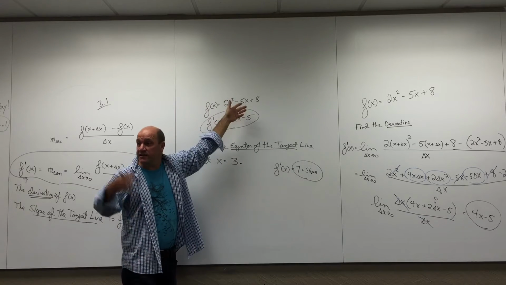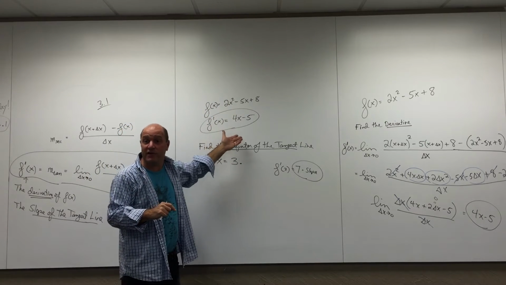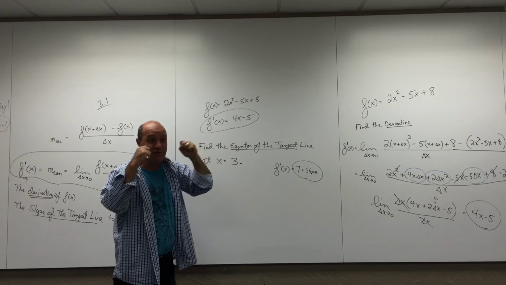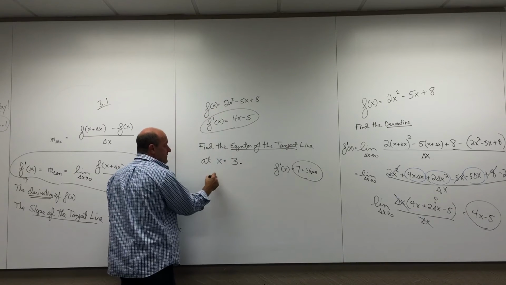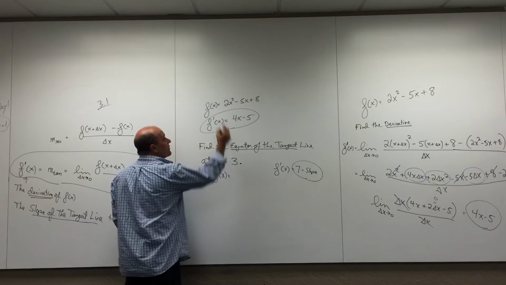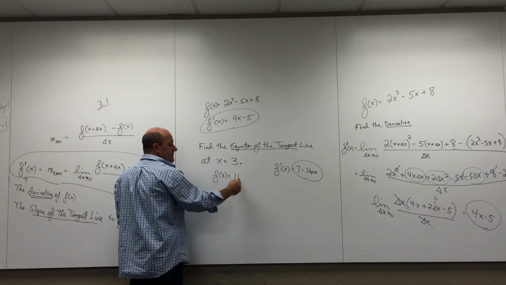So plugging x into the function gives you your y value. That gives you your point. Plugging x into the derivative gives you your slope. Right? So I need to plug in x. What's f of 3? I need to plug 3 into the original function. I think I get 11.